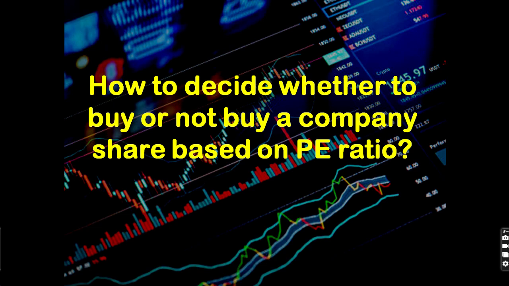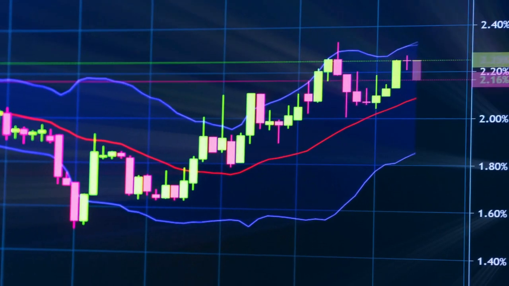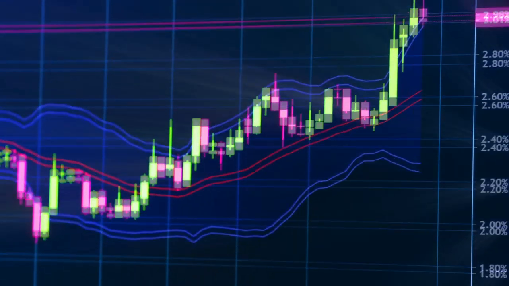Normally, a high P/E ratio indicates that a stock price is high relative to earnings and so possibly it is overvalued. And a low P/E ratio means the current stock price is low relative to earnings and so it could be cheap. I will make it clear with a simple example.